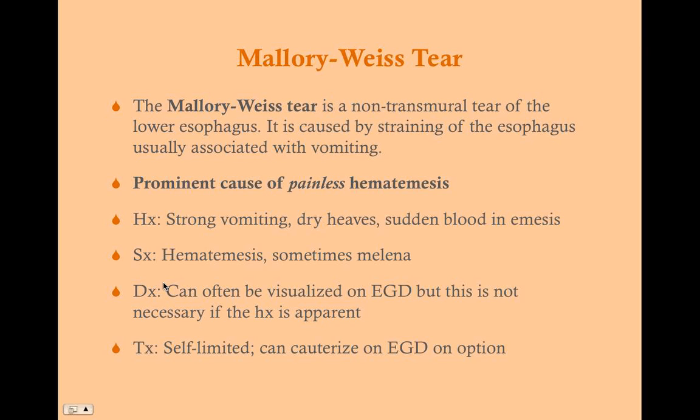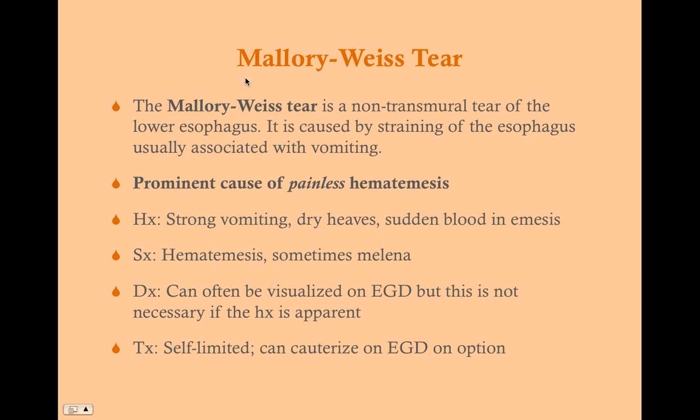And generally for diagnosis, you can usually make this diagnosis on history, but for confirmatory diagnosis, you would want to do an EGD to visualize the tear. And you would see a non-transmural tear. I don't have an EGD to show you this, but you don't really need to treat this. This is self-limited. You can cauterize it if you want, but you really, in the first place, you really don't even need to go down with an EGD. It's really a diagnosis that's primarily based on history.